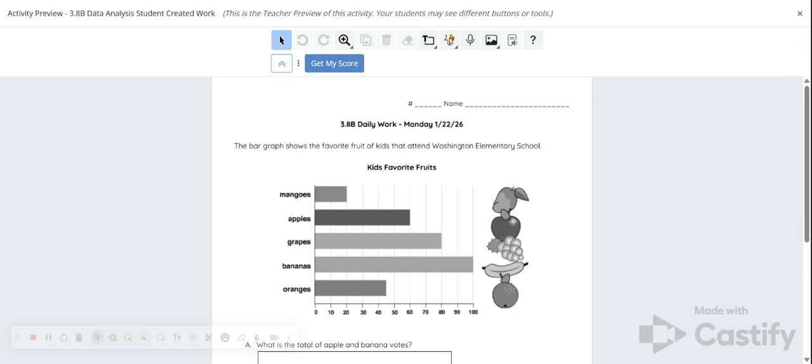So this first bar graph is titled Kids' Favorite Fruits. So we have a lot of fruits in this table, and it says the bar graph shows the favorite fruits of kids that attend Washington Elementary School. So the paper we had on Friday had a different school name, but I changed it and put our school on here.